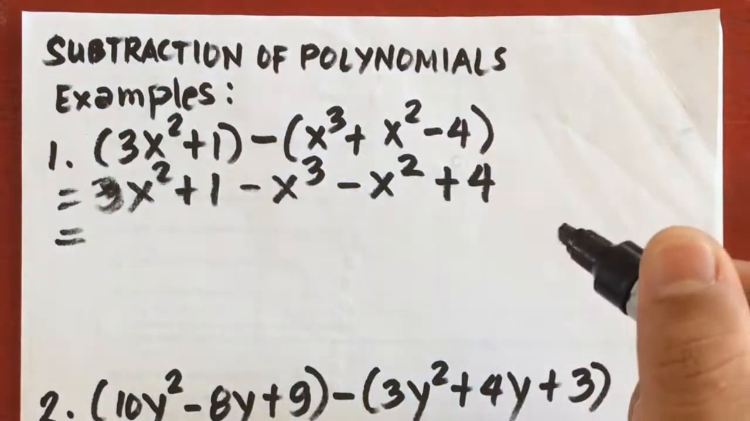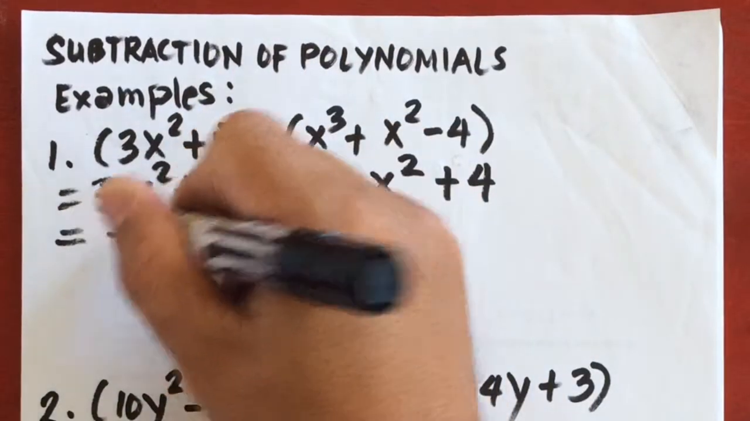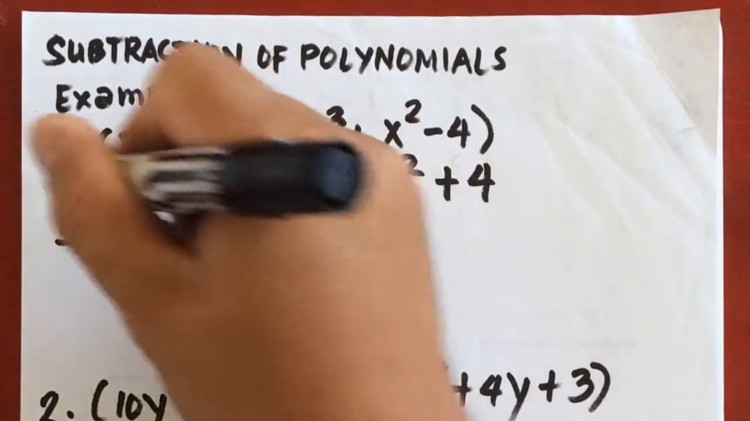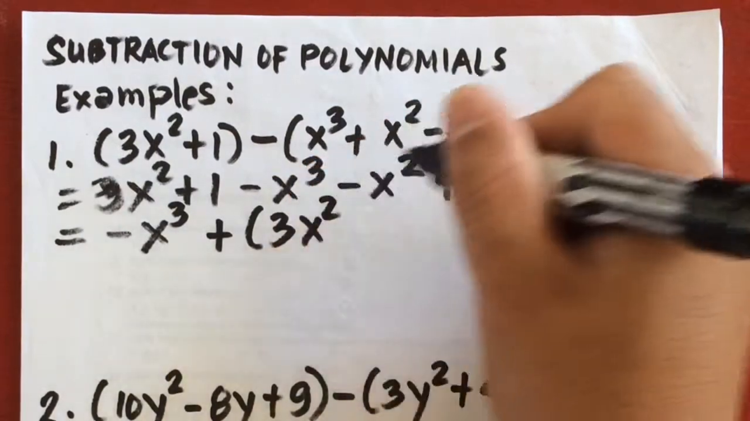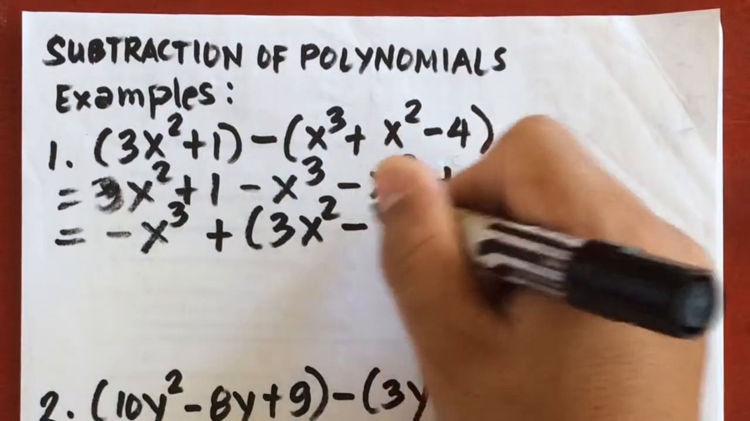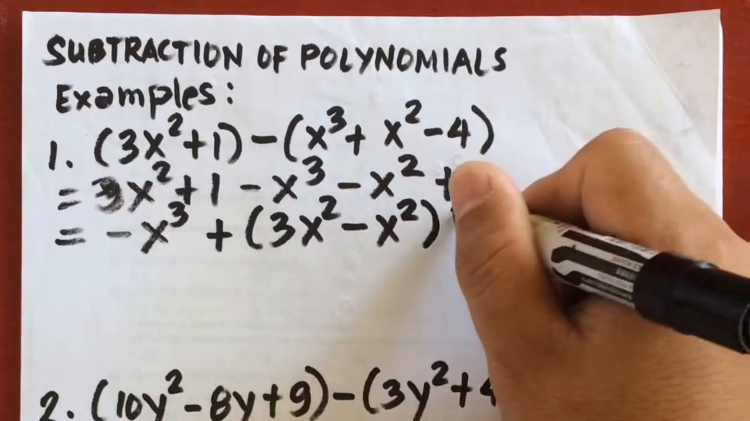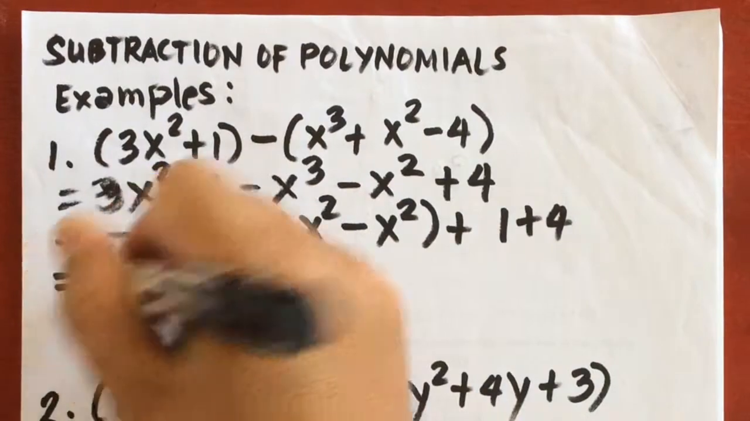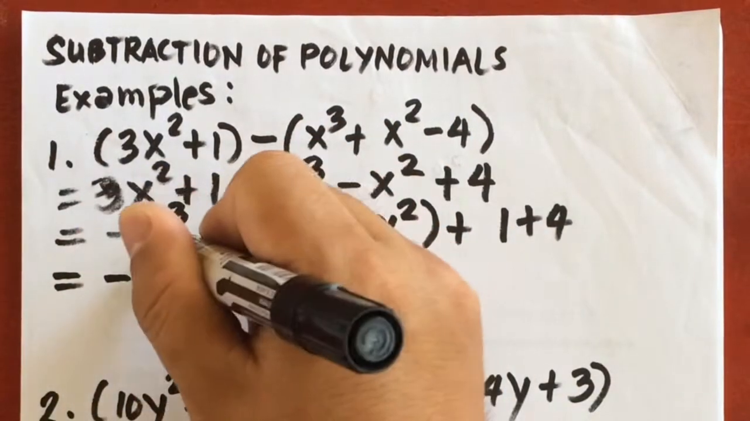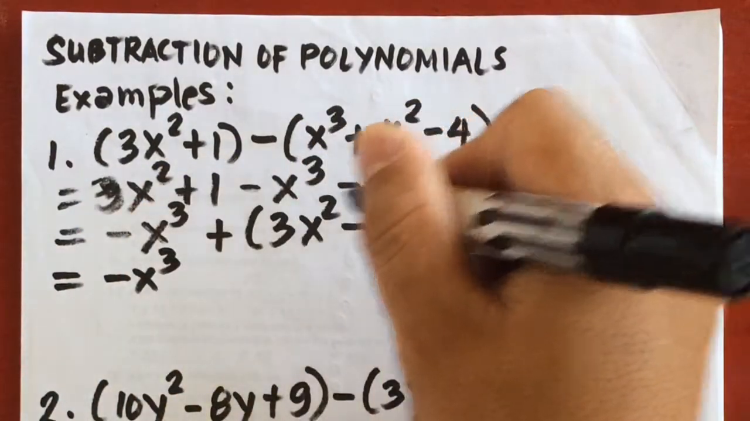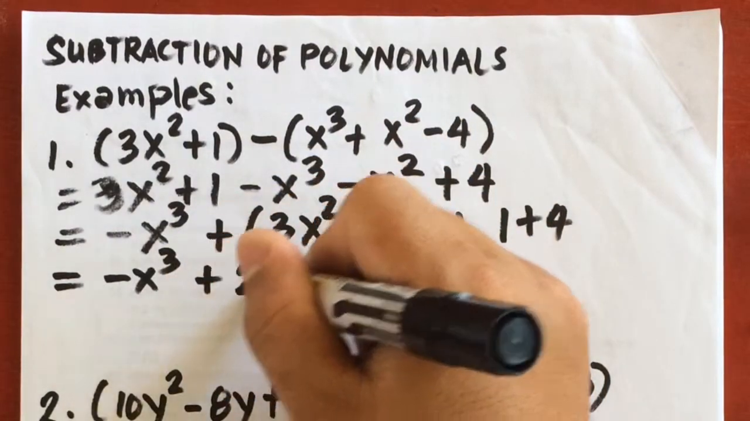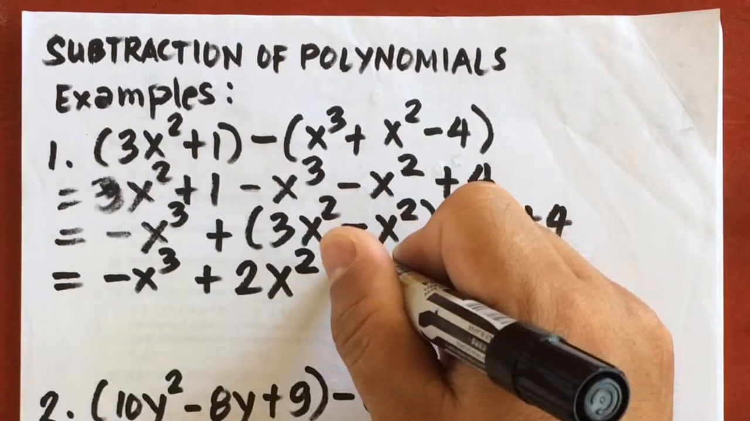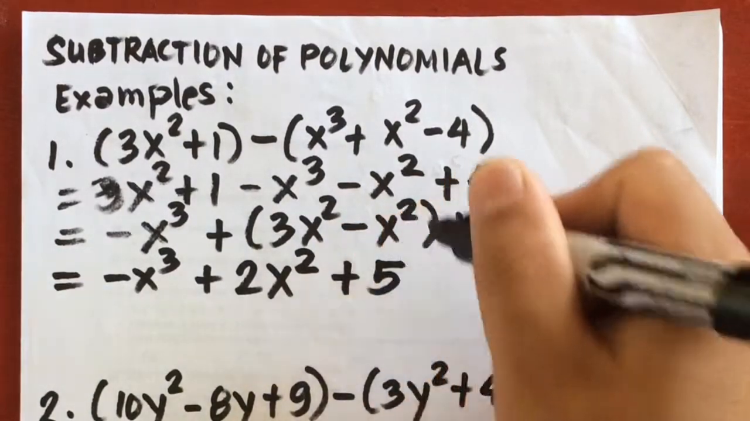So first will be the highest exponents. We're going to write first negative x cubed, then plus 3x squared, and negative x squared, so we're going to have minus x squared, then plus 1, then plus 4. So this is negative x cubed, then 3x squared minus x squared is 2x squared, so plus 2x squared, then 1 plus 4 is 5, so plus 5.